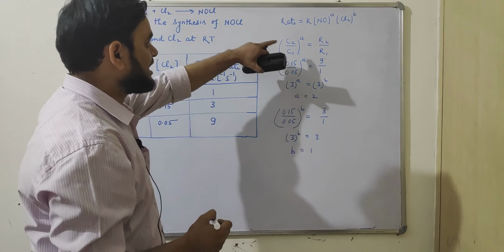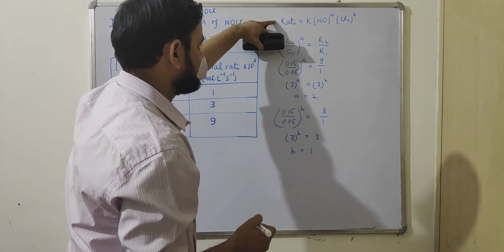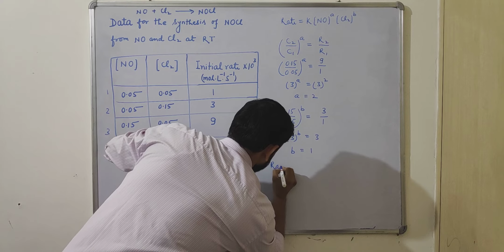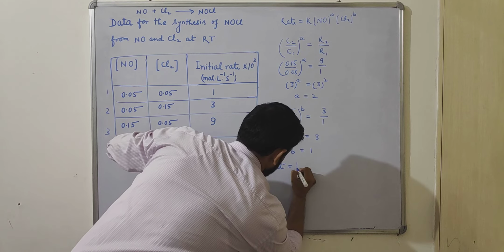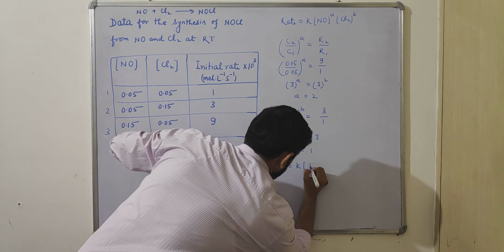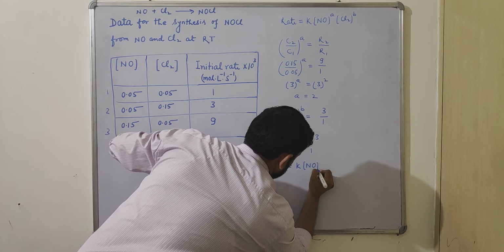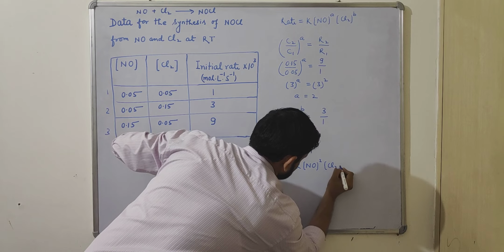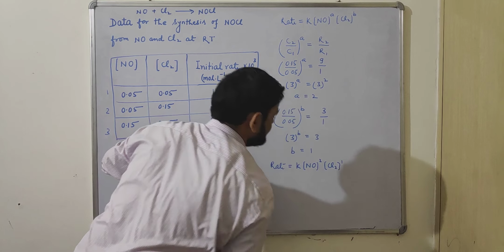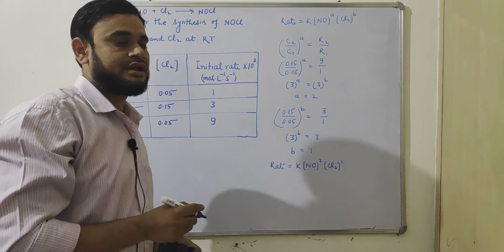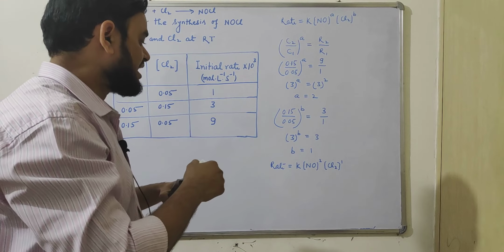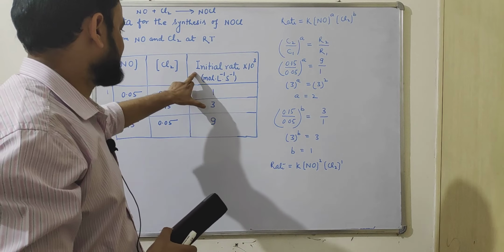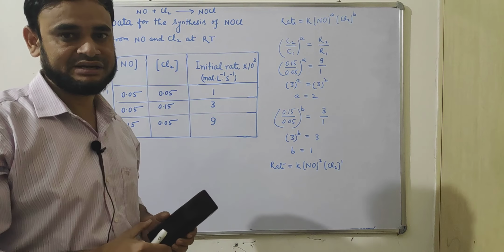Now putting the values of A and B in the rate law equation, we will find the rate law. So the rate law will become rate is equal to K [NO]^2 [Cl2]^1. In this way we can find out the rate law of any reaction if the initial rate of reaction at different concentrations of the reactant is given.